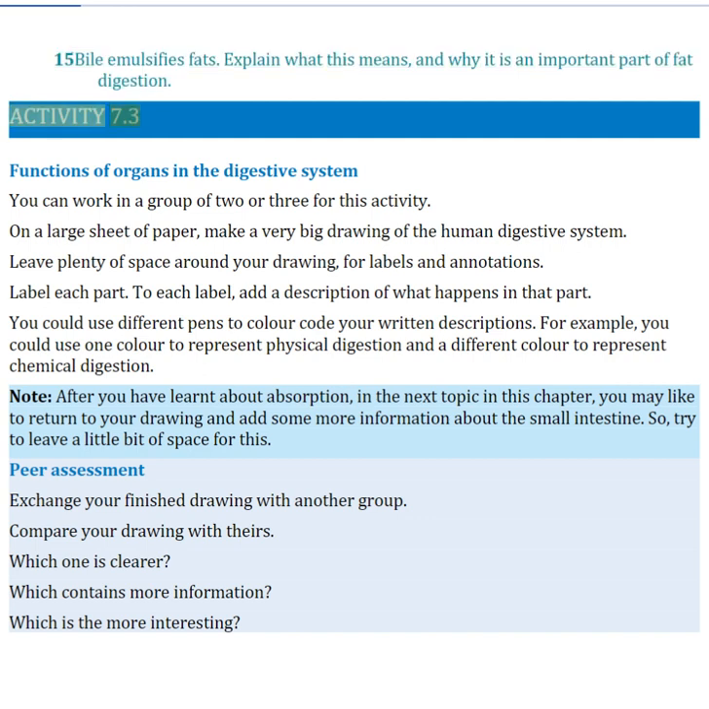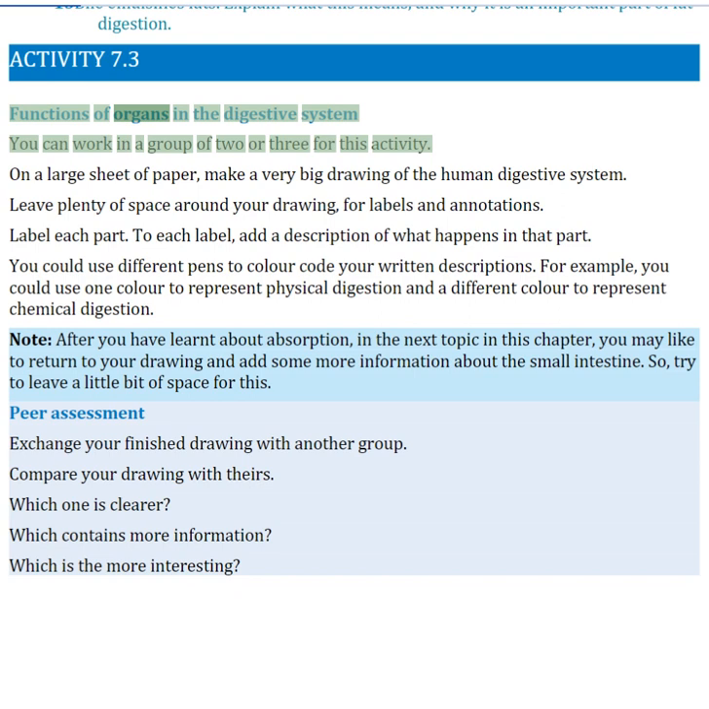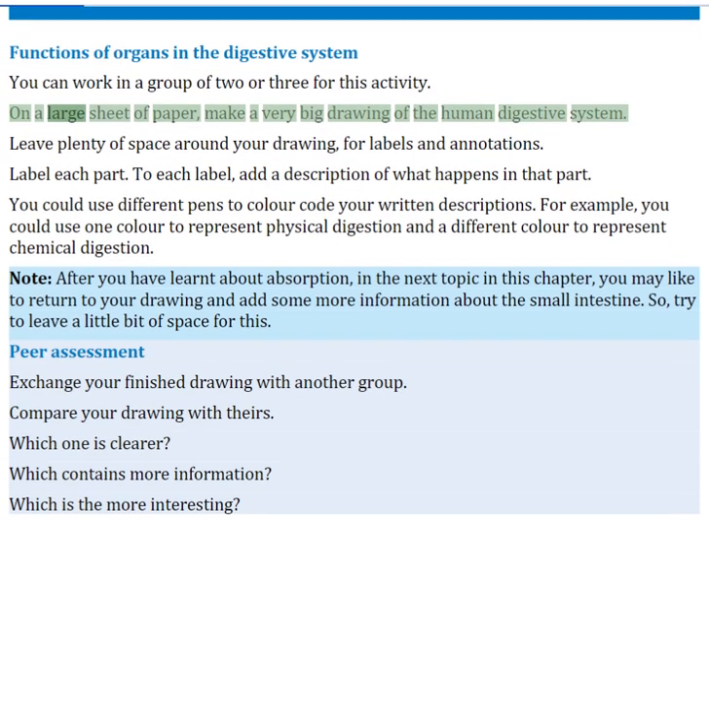Activity 7.3. Functions of organs in the digestive system. You can work in a group of 2 or 3 for this activity. On a large sheet of paper, make a very big drawing of the human digestive system.